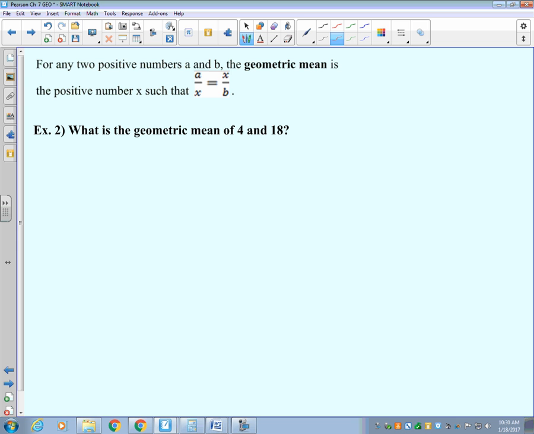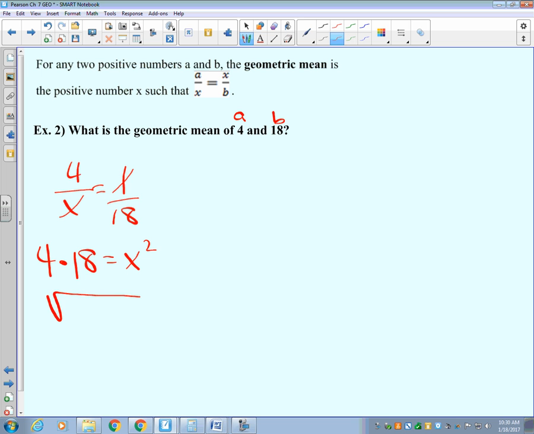So if we were to put 4 in for A and 18 in for B, it'd be 4 over x equals x over 18. We cross multiply. We get 4 times 18. Sometimes it is not any easier to do the multiplication, so I'm going to leave it as 4 times 18. And because the next step is we're taking the square root, I'm actually going to convert 18 into 2 times 9. So when you take the square root of both sides, you get the square root of 4 times 2 times 9 equals x.